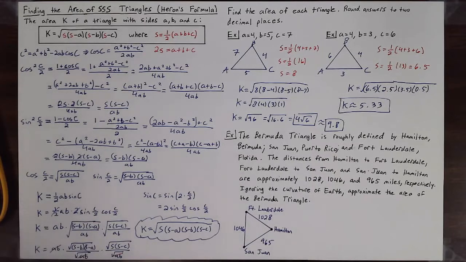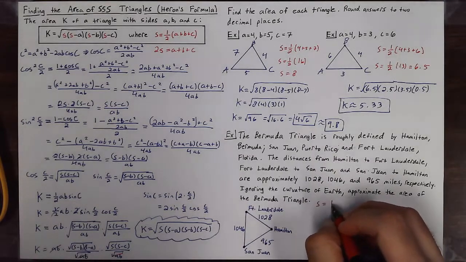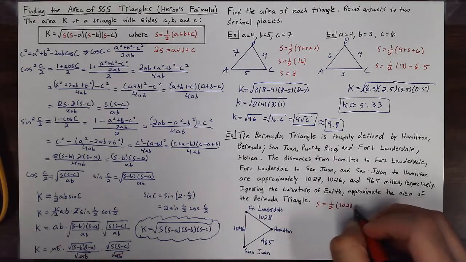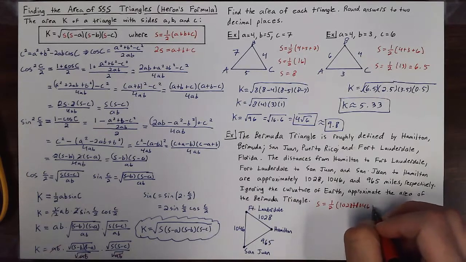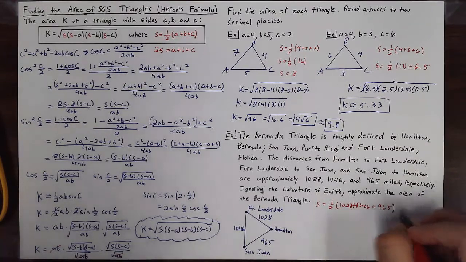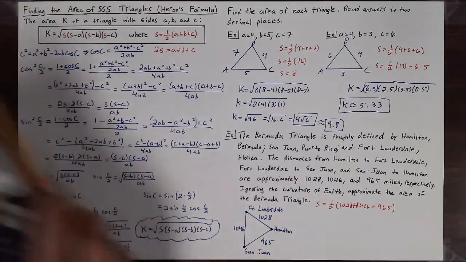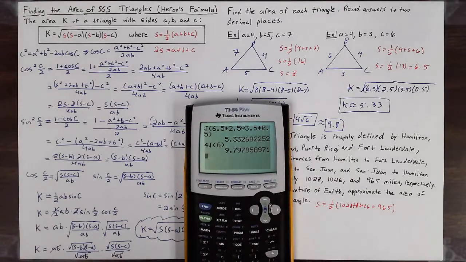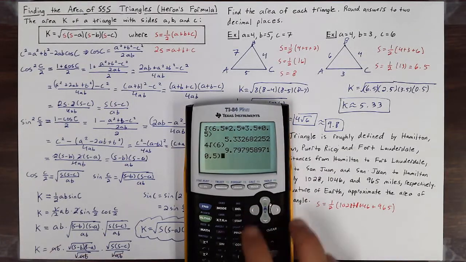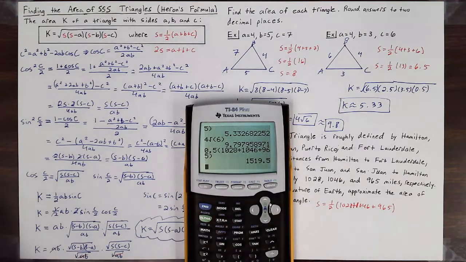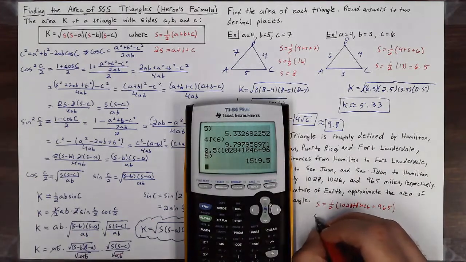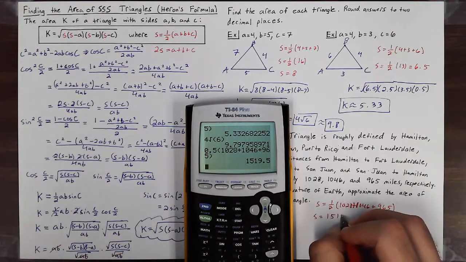And it starts by finding first what S is equal to. 1/2 of 1,028 plus 1,046 plus 965. You add them all together. So 1/2 of 1,028 plus 1,046 plus 965, giving me S to be 1,519.5.